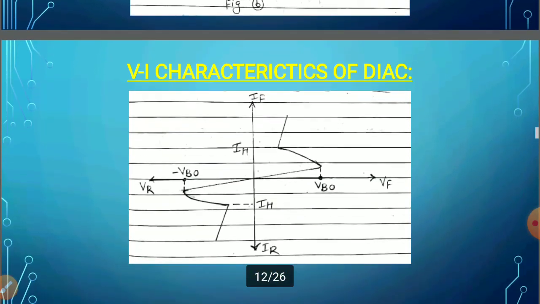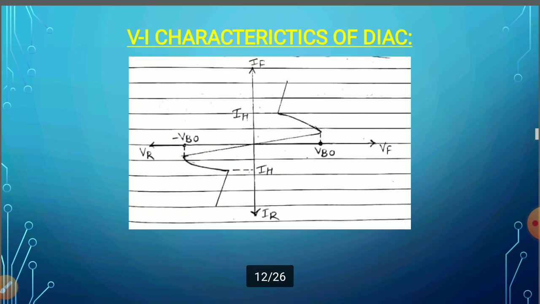Then next is the VI characteristics of DIAC. You know that VI characteristics are the curve drawn between the applied voltage and the resulting current. When I take the DIAC, as I said, it's a bidirectional device, so I have taken the characteristics for both applied positive voltage as well as negative voltage. In the first quadrant, where I show the positive voltage characteristics, the curve is drawn between applied forward voltage and forward current, whereas the characteristics drawn in the third quadrant is the curve for the applied reverse voltage and the resulting reverse current.